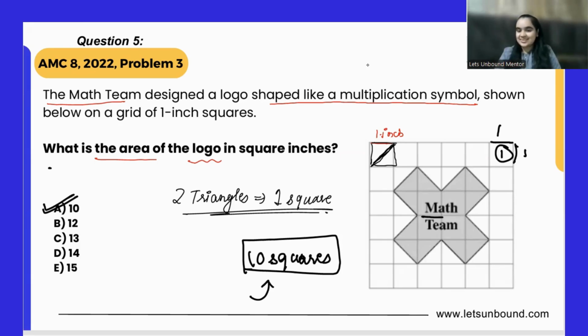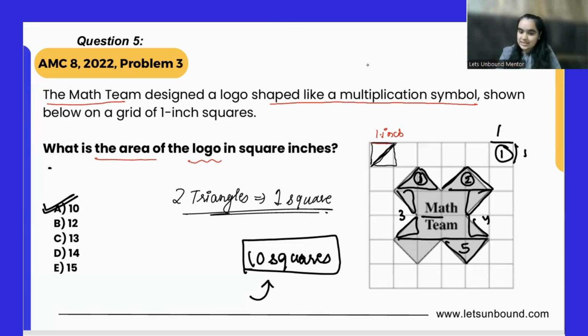Okay, and we are done with our question. That was pretty easy, right? So combine 2 triangles to make 1 square. That's how we got 1, 2. This is going to be 3. This is going to be 4th, 5th, 6th, 7, 8, 9, and 10. In total, 10 squares. And as each square is having the area of 1 square inch, all 10 squares will have the area of 10 square inches. Ta-da! Done! I hope it was pretty easy, right? You just need to apply the correct method and the correct way of solving these problems, and you will easily be able to solve all the questions.